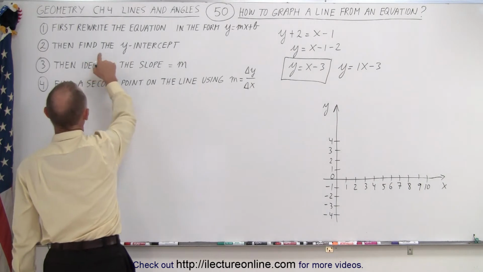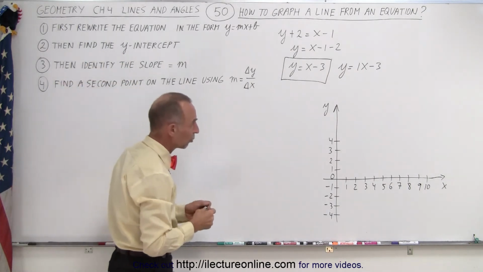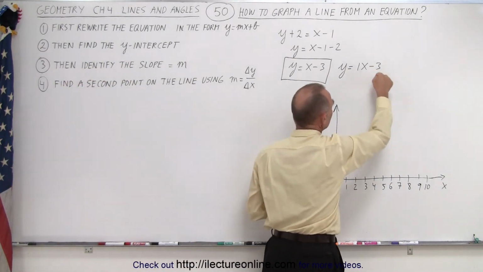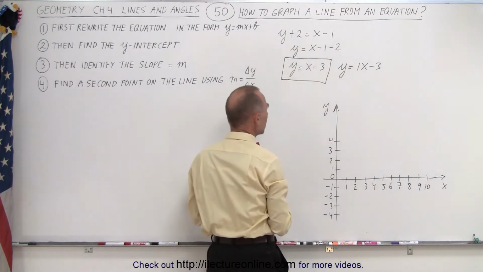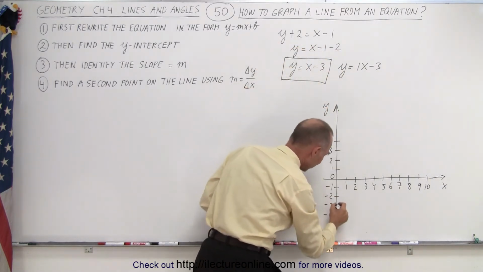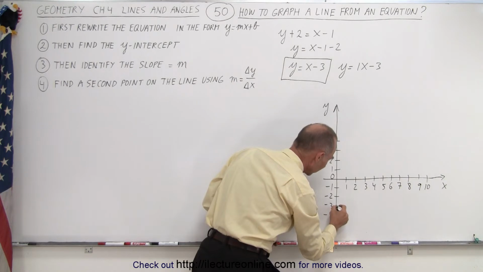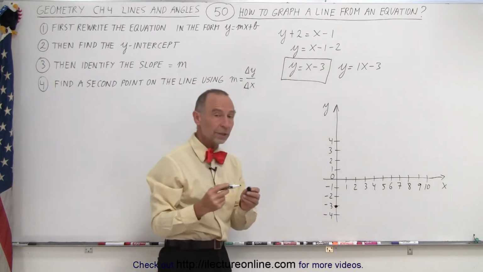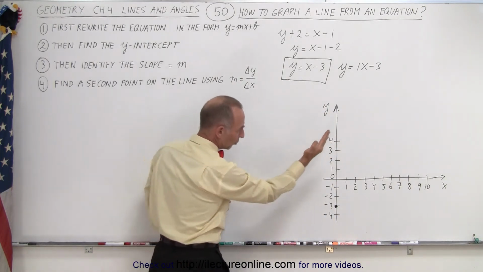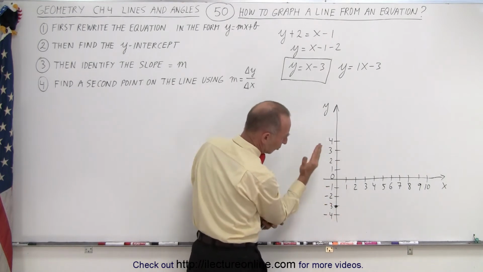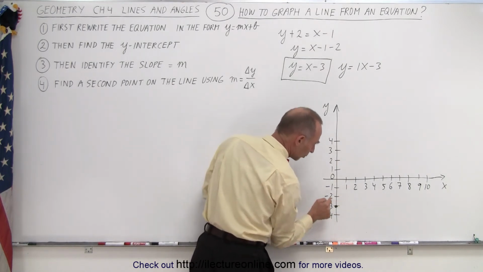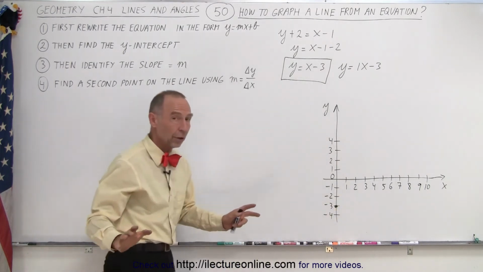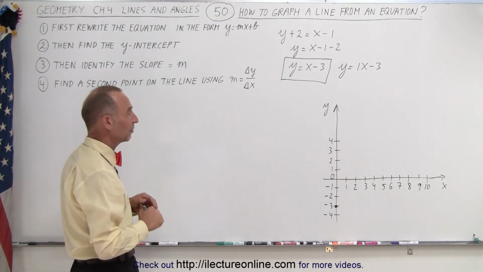So once you have the equation in the y equals mx plus b form, then the next step is find the y-intercept. So here, negative 3 is the y-intercept, that's equal to b, and so you find the point negative 3 on the y-axis, and you know that the line will cross through the axis at that point. Now, of course, you're not sure yet in which direction the line will point, but you know that it's going to go to that point regardless of what the direction of the line is.